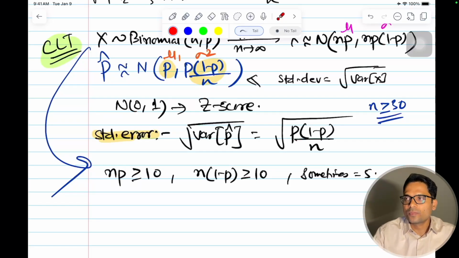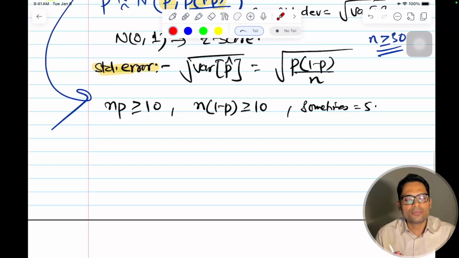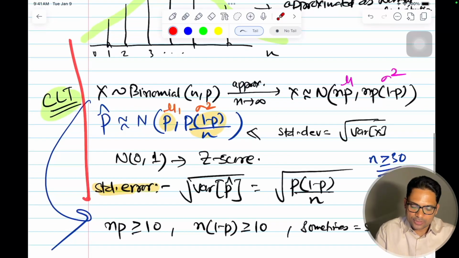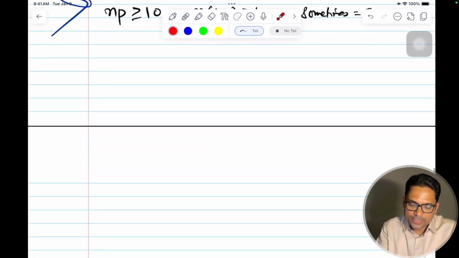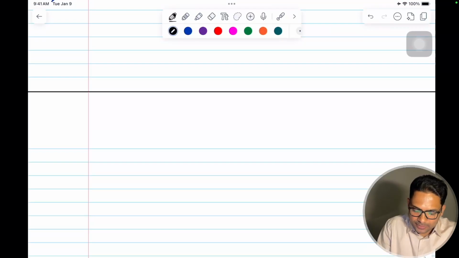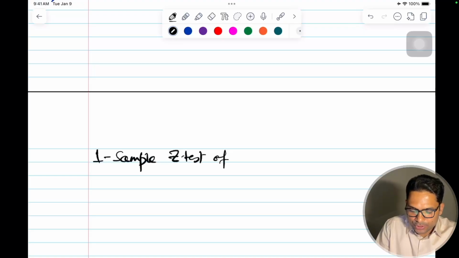Let's move on. If this is clear, now everything will fall into place. This is the maths I wanted to do. The rest of the things are similar to the other tests. So let's do the one sample Z test of proportion. I'll do the one sample Z test of proportion first.